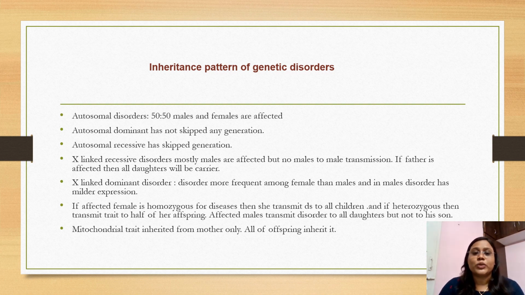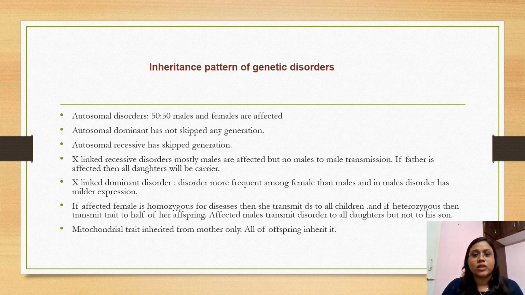Autosomal disorders have a 50 to 50 proportion, meaning 50% male and 50% female are affected. Now how to differentiate between autosomal dominant and autosomal recessive? A dominant disorder will not have any skip generation, meaning when you see a pedigree chart or family history, every generation is affected by the disease. But in a recessive disorder you will see a skip generation. So in an exam, or when you are seeing a pedigree chart, if you find a skip generation, then it is a recessive disorder.